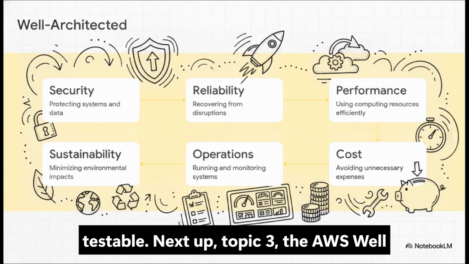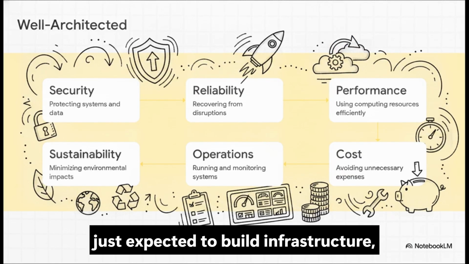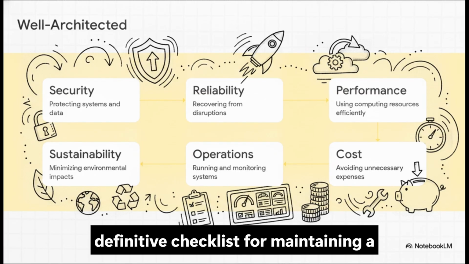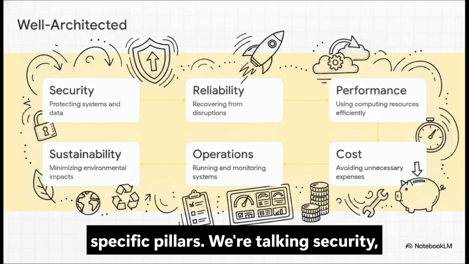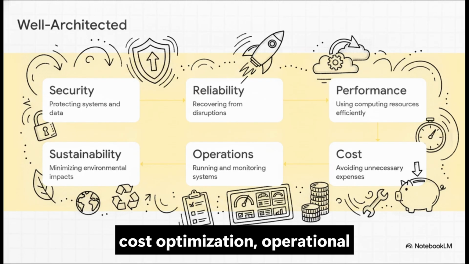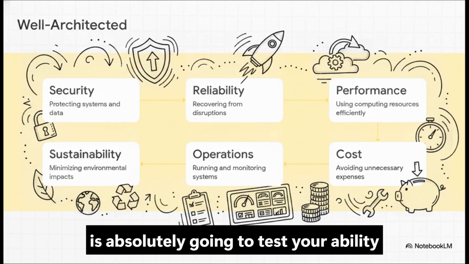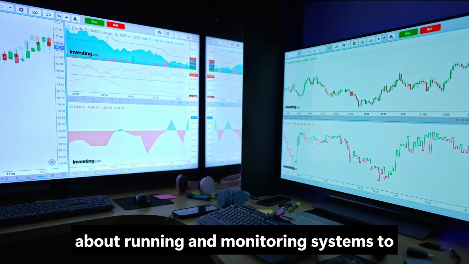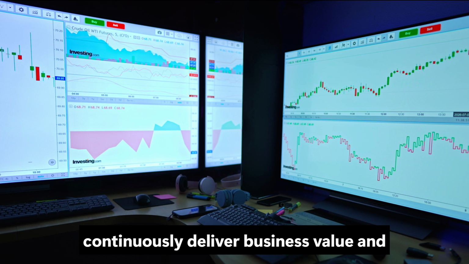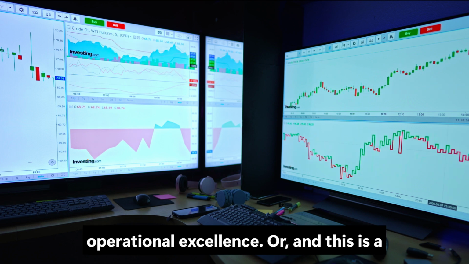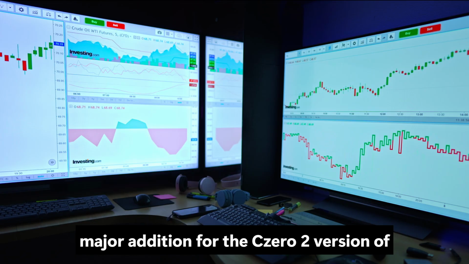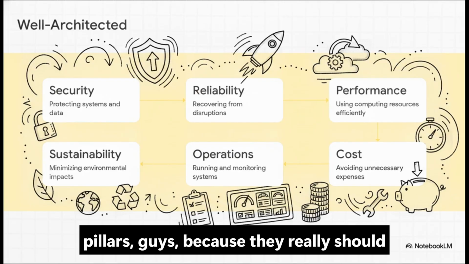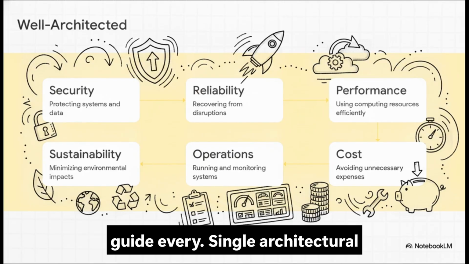Next up, Topic 3, the AWS Well-Architected Framework. See, you aren't just expected to build infrastructure. You need to know how to build it well. This framework is basically your definitive checklist for maintaining a healthy cloud environment across 6 specific pillars. We're talking security, reliability, performance efficiency, cost optimization, operational excellence, and sustainability. The exam is absolutely going to test your ability to match a scenario to the correct pillar. For example, if a question talks about running and monitoring systems to continuously deliver business value and improve processes, well, that's operational excellence. Or, and this is a major addition for the C02 version of the exam, sustainability, which focuses on minimizing the environmental impact of your cloud workloads. Memorize these 6 pillars, guys, because they really should guide every single architectural decision you make.